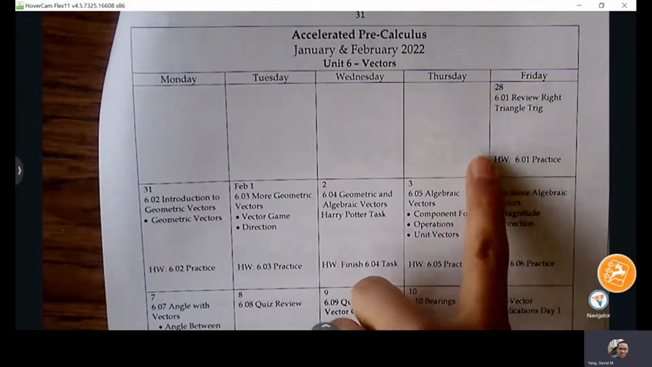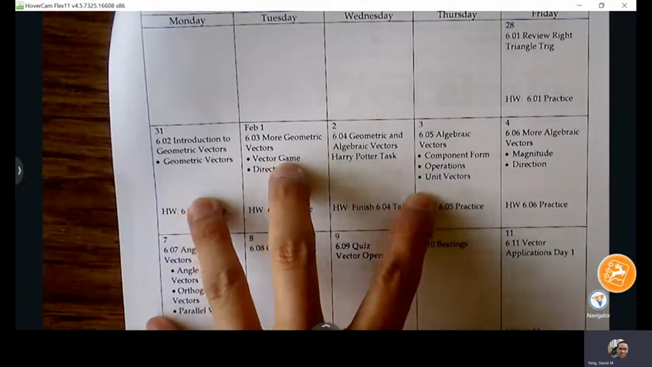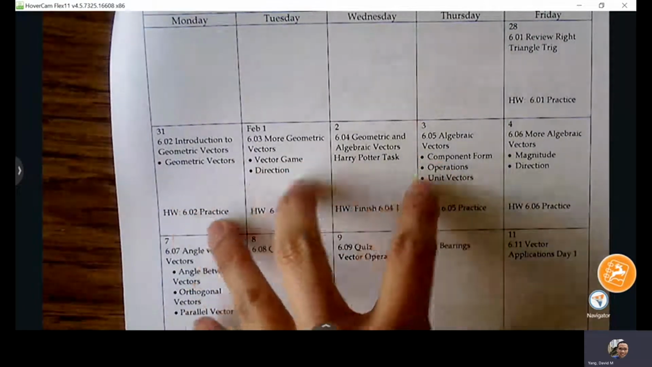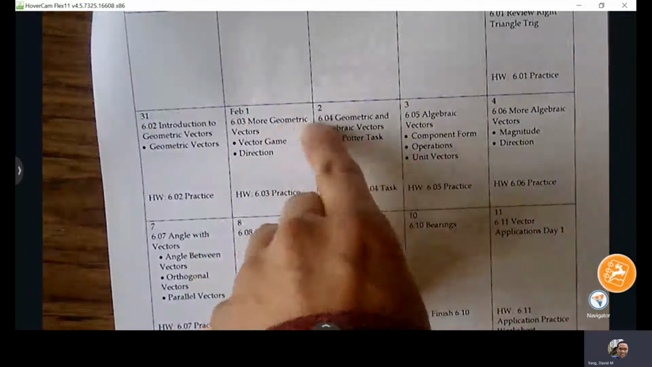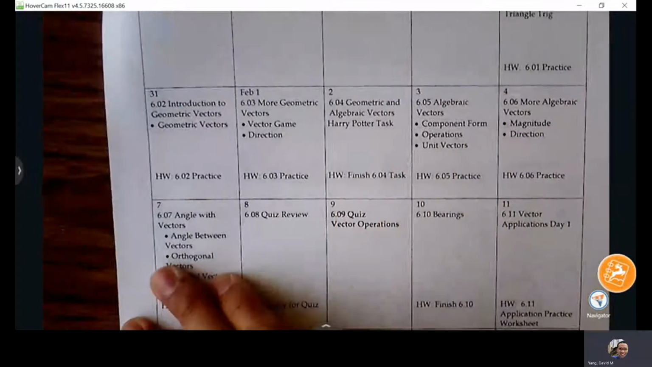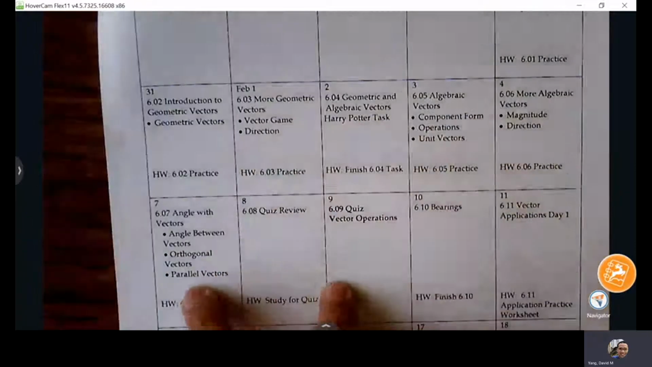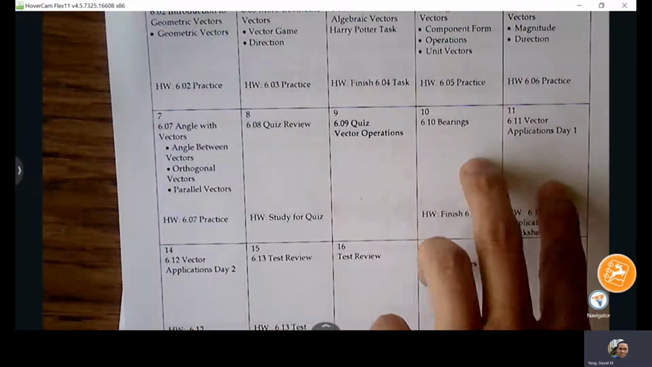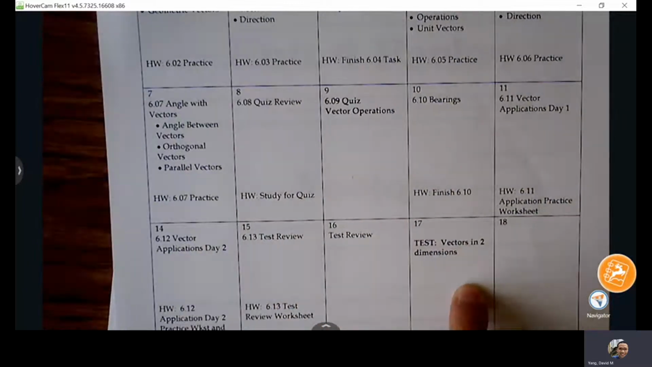Today we're just doing right triangle trig review. Next week we're really going to start vectors. I think you're going to find this unit is not too bad until we get to word problems, but we're building our knowledge piece by piece, so I don't think you'll find this too difficult. No quiz next week. We do have a quiz the following week, Wednesday, and then we'll go into applications, word problems, and then the following Thursday, vectors unit test.